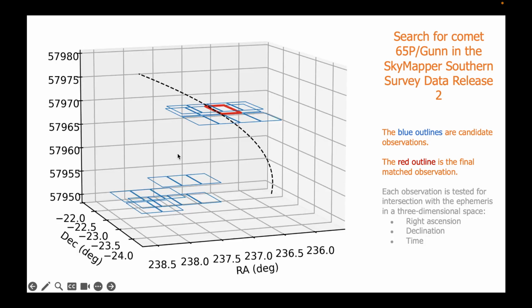And here Mike generated a really fantastic three-dimensional depiction of what I just described. Here is the comet going through RA, DEC, and time space, and you can see here are the images taken by the telescope at different moments in time, and this is where the intersection was found.